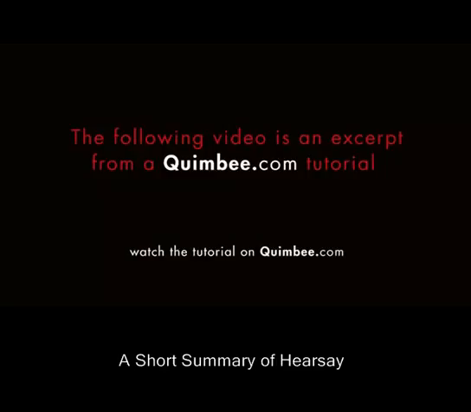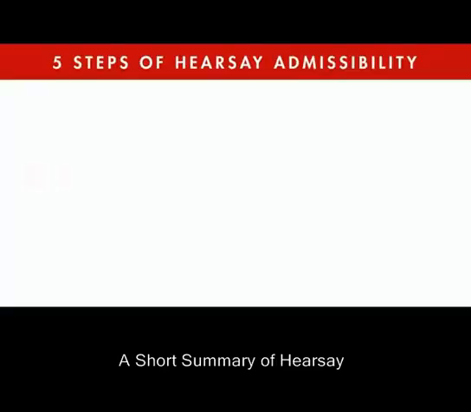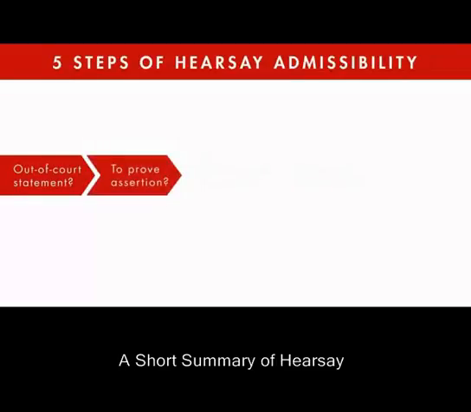Determining hearsay admissibility is thus a five-step process. It begins with the definition of hearsay. First, is there evidence of an out-of-court statement? Second, is the statement offered to prove the truth of the matter that it asserts? If the answer to both of these questions is yes, then the evidence is hearsay and will most likely be excluded by the rule against hearsay.